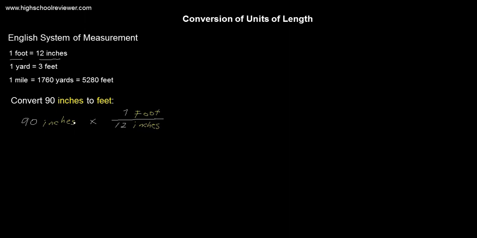Inches divided by inches, we can cancel this out. What's left now for the unit will be foot. And we can multiply. We have here 90 multiplied by 1 foot. And this will be divided by 12. 90 multiplied by 1 is 90. And 90 divided by 12 will give us 7.5. 90 inches is equal to 7.5 feet. And this is our final answer.